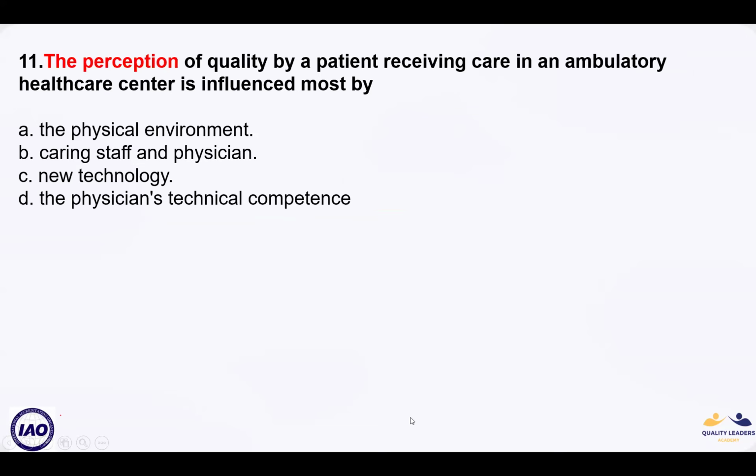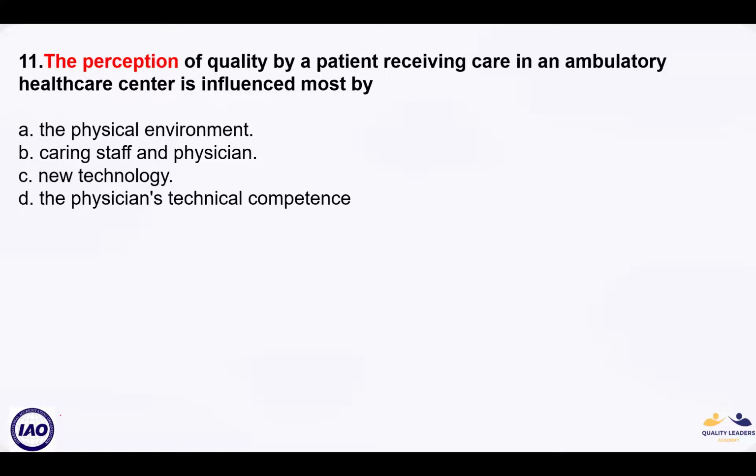Now, coming to question number 11. The perception of quality by a patient receiving care in an ambulatory healthcare center is influenced most by what? So, in a way, it's asking what most influences how an ambulatory patient perceives the quality of care. Like when a patient visits an outpatient clinic, what are the factors that shape his opinion of whether the care was good or bad?